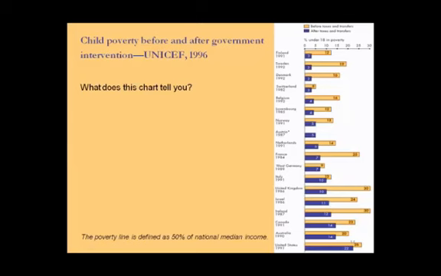So, can you look at this? This is what kind of chart? Bar chart. And what does it tell you? It gives you poverty before and after government intervention. The yellow ones are before taxes and the blue ones are after taxes. That means after they intervened, the poverty levels are given in the blue bar. And the US is here.